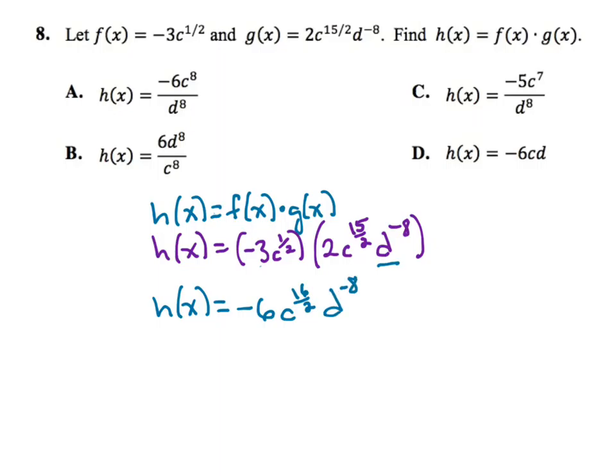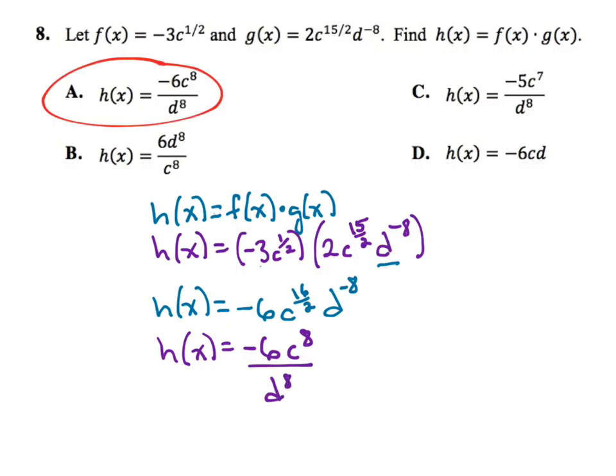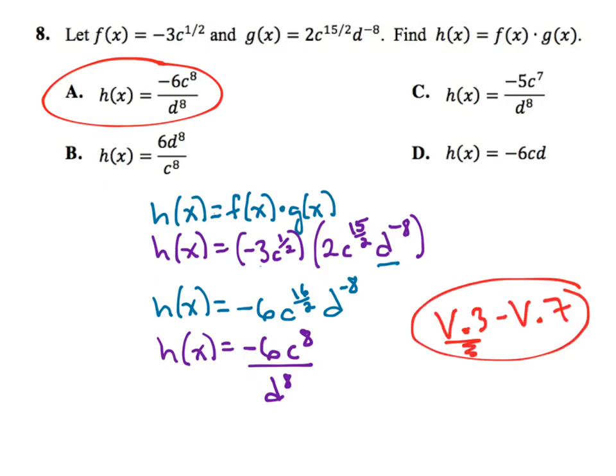Okay, keep simplifying. h of x is going to equal, well, negative 6 is still going to be there. c to the power of 16/2, can I simplify 16/2? I sure can. c to the power of 8. d to the power of negative 8, I have a negative exponent, so I'm going to move that down to the denominator over d to the power of 8. There we go. I have my answer, A. IXL practice, again, would be V3 through V7, especially V3.